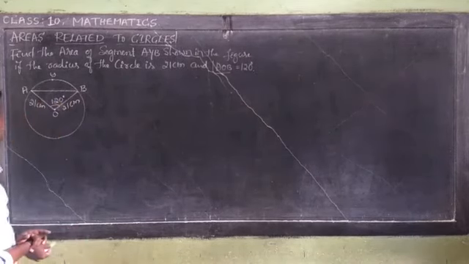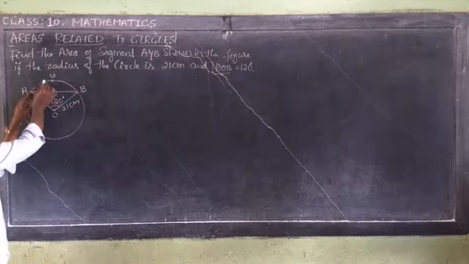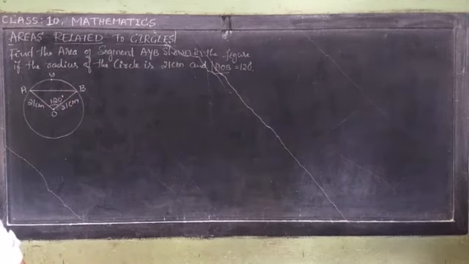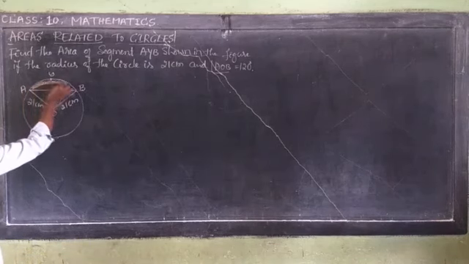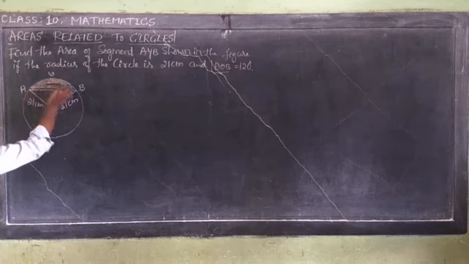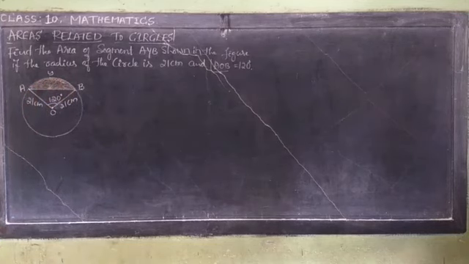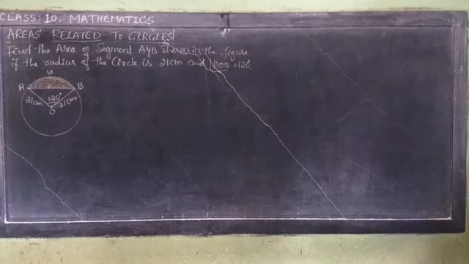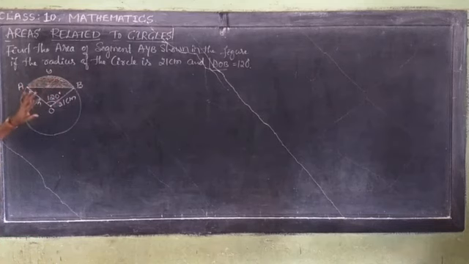What we have to find here? Find the area of the segment AYB. We have to find the area of this segment. So for that, we have to consider how to find this area of the segment.